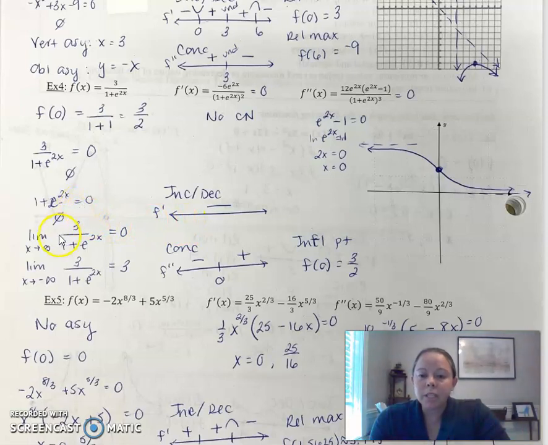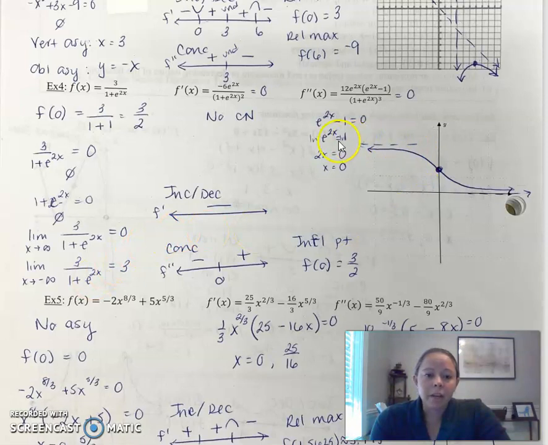Okay. But what's interesting is the limit as x approaches infinity. As you go off to infinity, remember a number over infinity is 0. But when you go off to negative infinity, that sends this e to the 2x in the denominator to 1 over infinity, which is 0. Well, then that becomes 1 plus 0 is 1. So 3 over 1 is 3. So as you go off to negative infinity, you actually have a horizontal asymptote of 3. So that's an interesting graph and a good review of your limits. I think that was from section 1.6, I believe, chapter 1.